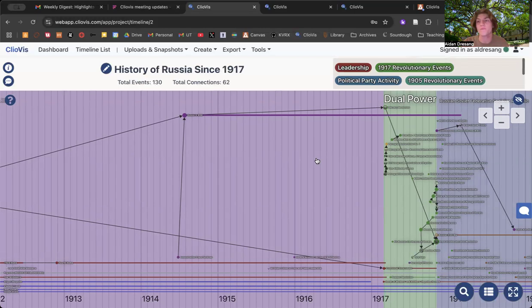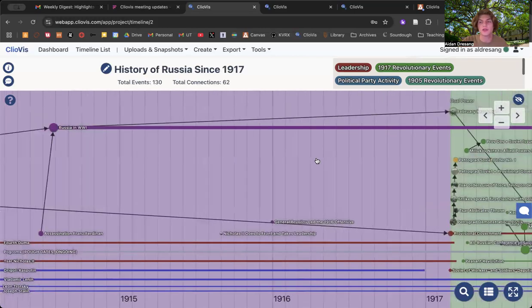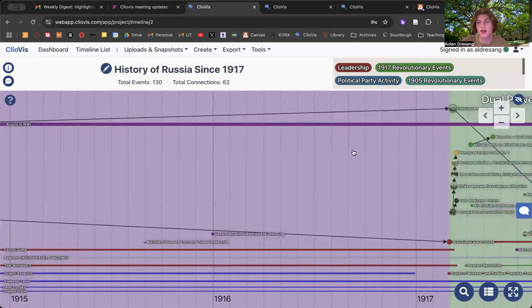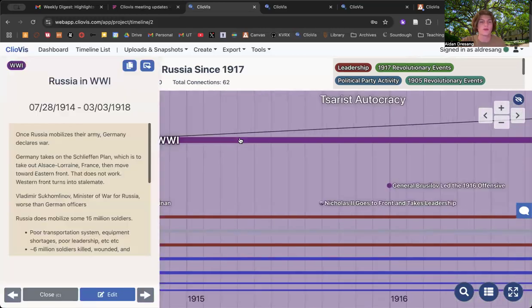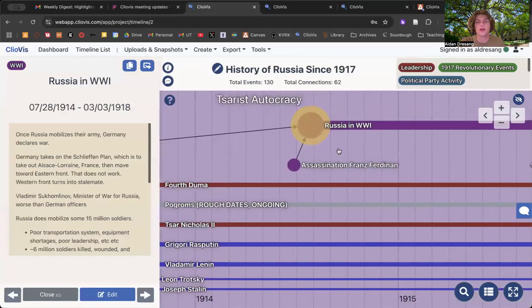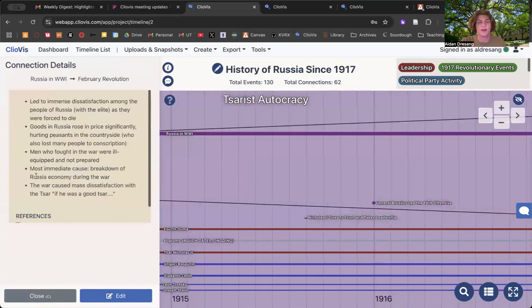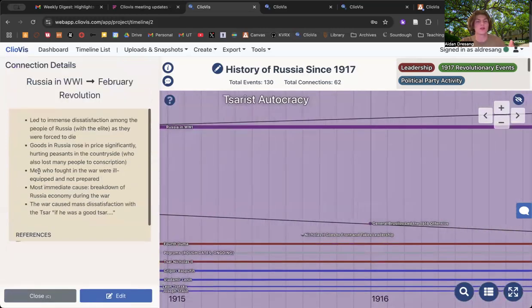Okay, so what do I mean by that? What I mean is, when you're tested on history and when you're testing a lot of things in college, they're testing your ways to connect different events and ideas together and not necessarily the rote memorization of them. And so what ClioVis allowed me to do was connect different events together like the February Revolution and Russia and World War One. So I was able to take notes on Russia and World War One, and then draw a line and write about how Russia's role in World War One may have influenced the February Revolution.